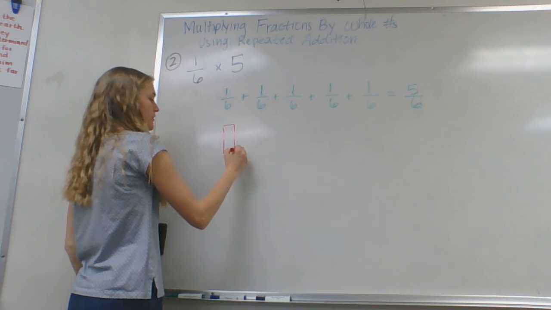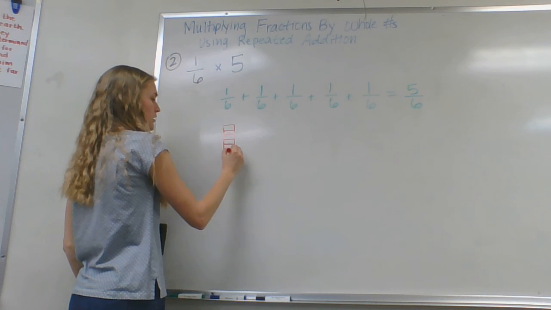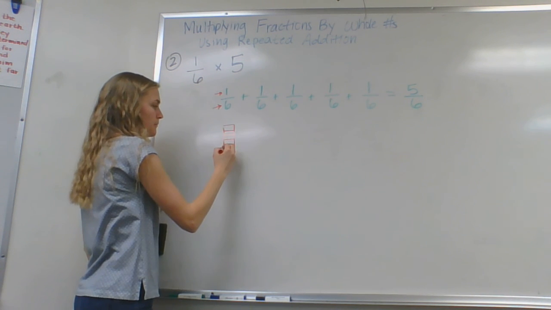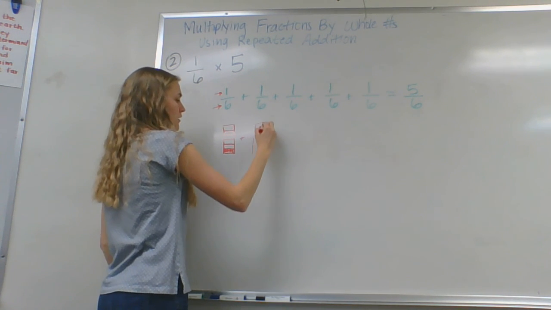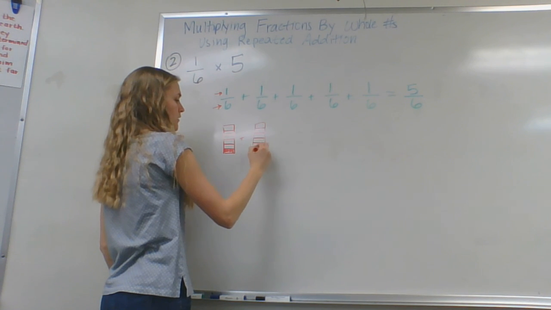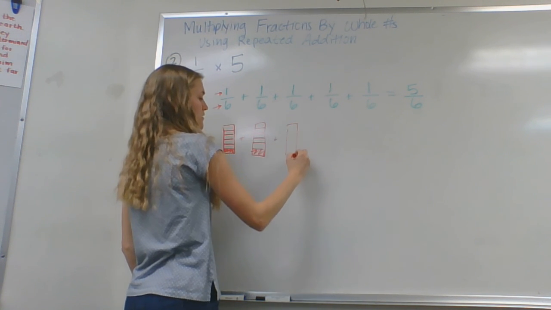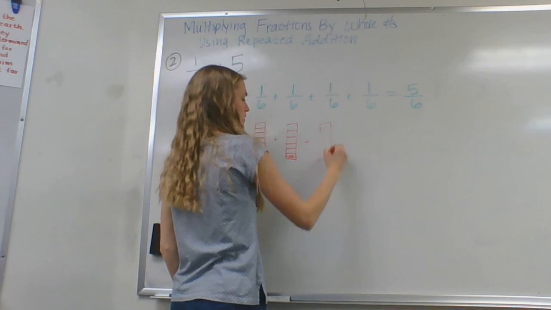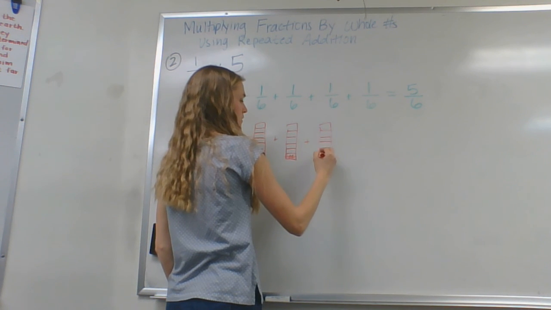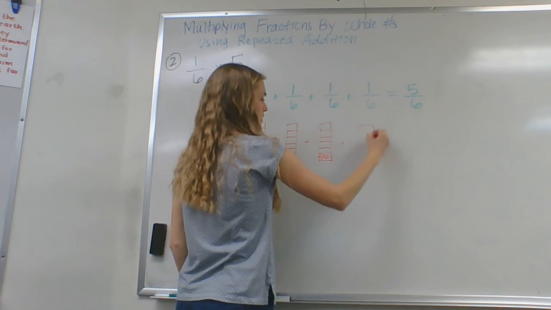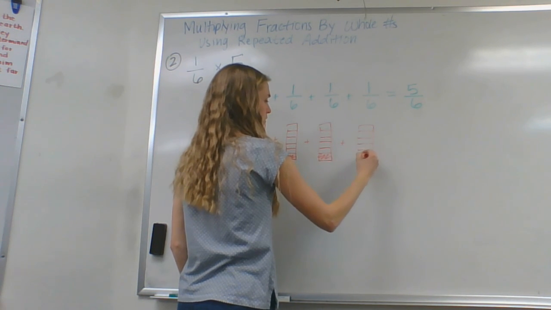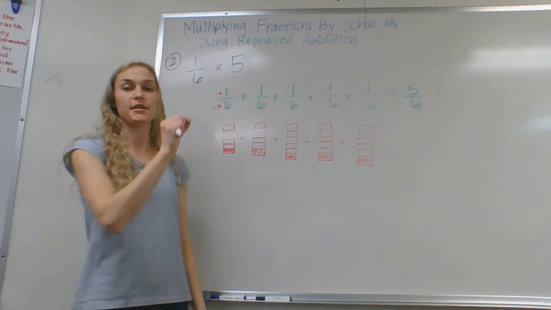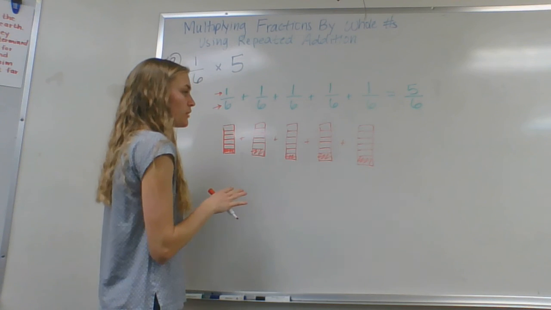We draw 1/6 5 times. So you split your piece into 6 sections, because that's the denominator, and you shade one of them. I made it easy for you because on your homework, these models are already made for you. You just have to shade in a certain amount of boxes because it's on Google Classroom.